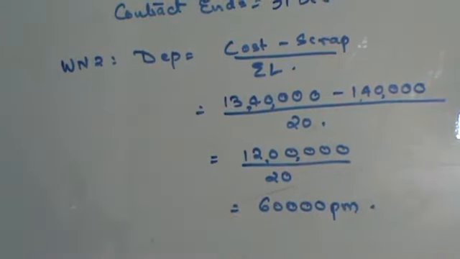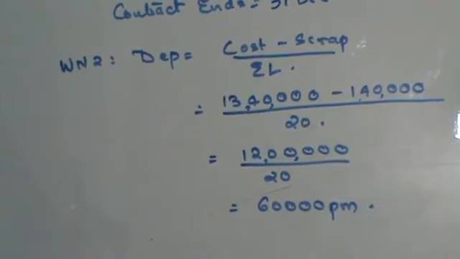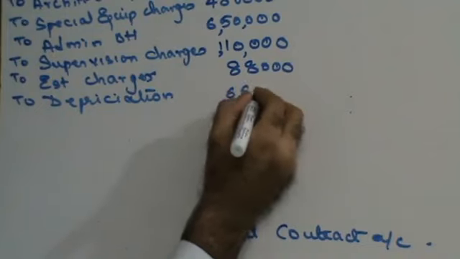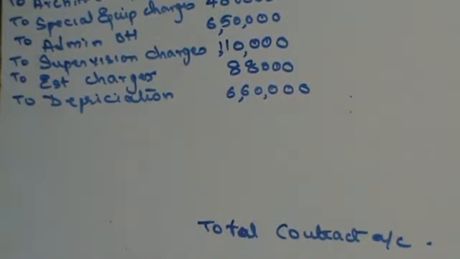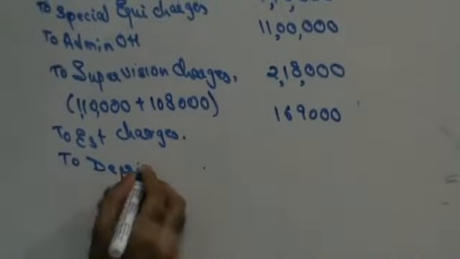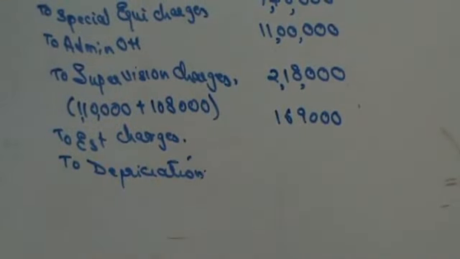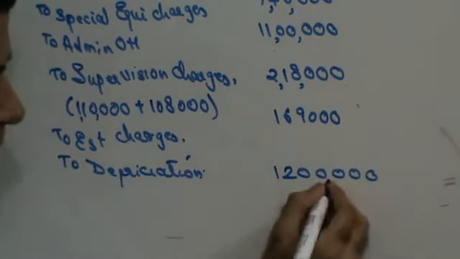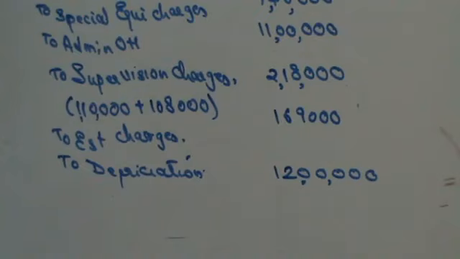Right? Now my contract is of 11 months. So my depreciation in contract will be 11 months, 60,000 rupees per month, is 6,60,000. Right? To depreciation, in the total contract account, is going to be 12 lakhs. Everyone's understood how he got 12 lakhs. What he did was 60,000 rupees per month into 20 months, because in total contract you have to consider the total time period.